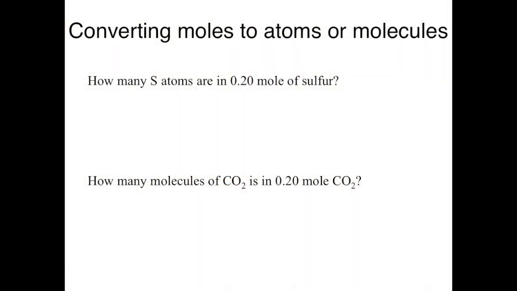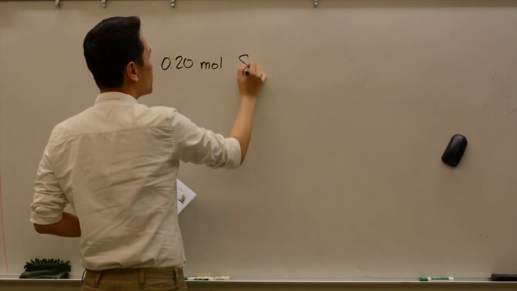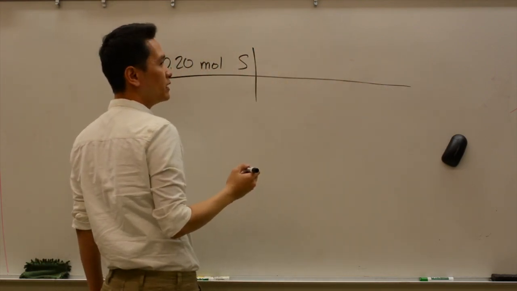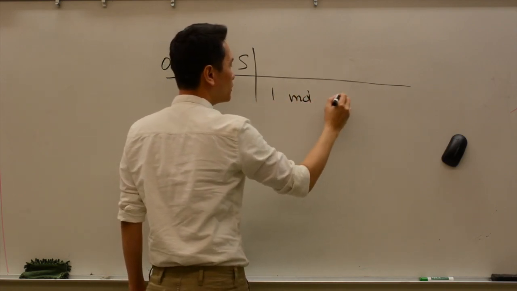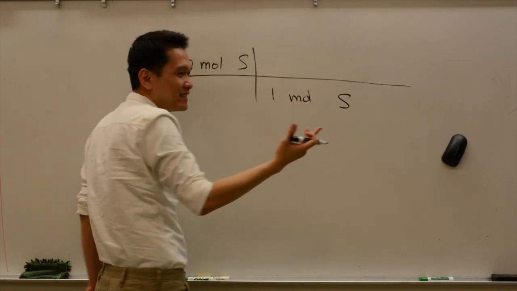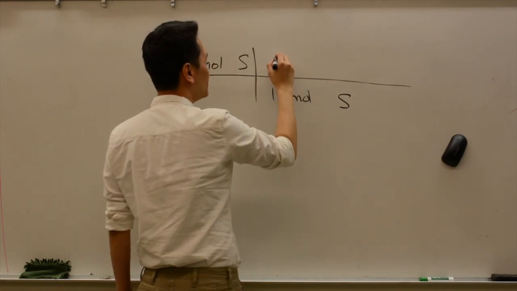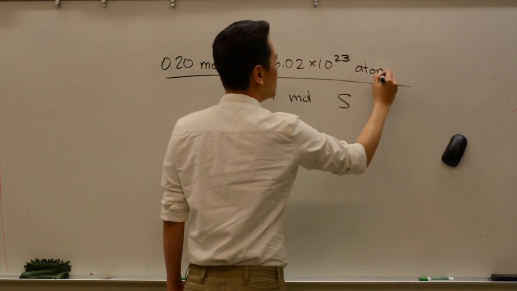Okay, so let's start with this example. If I ask you how many sulfur atoms there are in 0.20 moles of sulfur, remember you're going to multiply using Avogadro's number. And Avogadro's number says there's 1 mole of sulfur. Oh, by the way, moles, we abbreviate as mol sometimes. We drop the e. That's how we roll. So back to here. So 1 mole of sulfur is 6.02 times 10 to the 23rd atoms of sulfur.